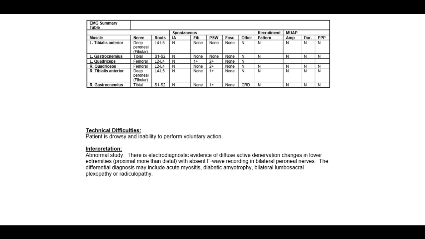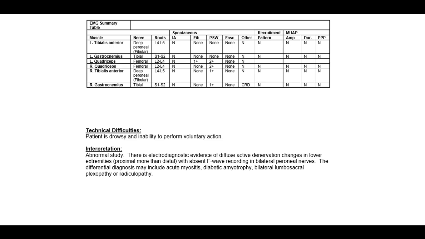So this is exactly what I reported, okay? So we can look at the report. Now look, I mentioned technical difficulty. Patient is drowsy and inability to perform voluntary action, okay? So that may be another reason I was not able to get a lot of spontaneous chronic activity like motor unit action potential. This patient was inpatient and we were not able to posture the patient to do the paraspinal muscles. So that was one limiting factor. Besides that, the patient was not able to perform.